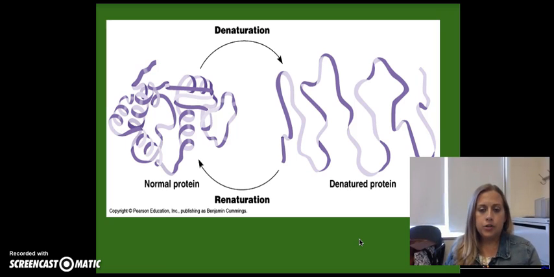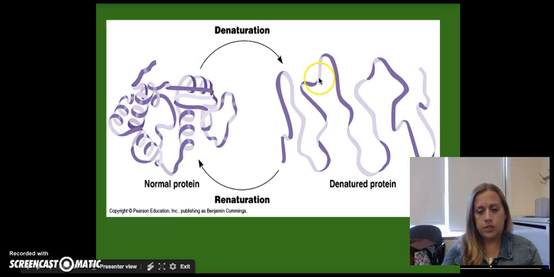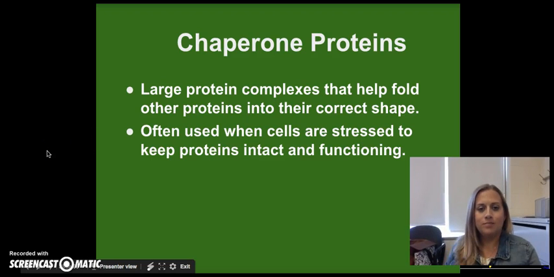And so when you denature a protein, it's essentially changing its shape. You can see it almost looks like it's unfolding. Certain proteins, once they're denatured, stay denatured. Other proteins, though, will renature, and so they become functional again.